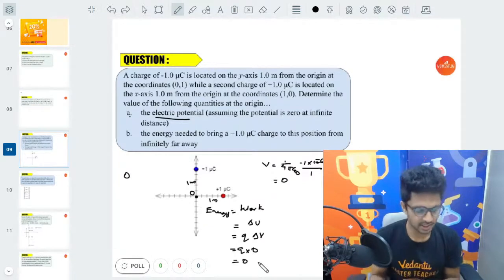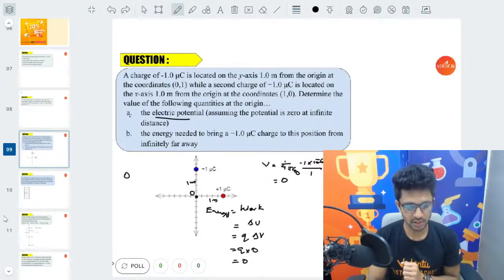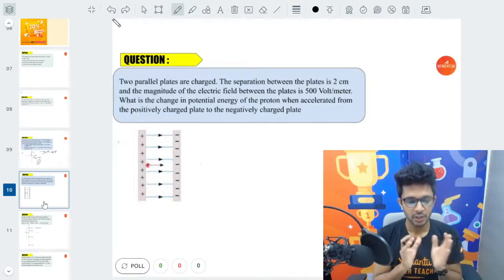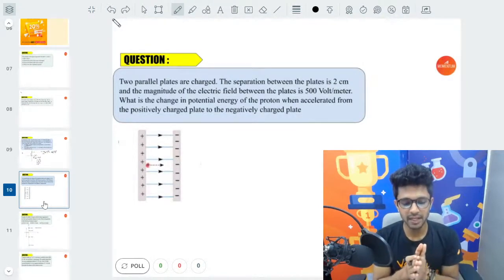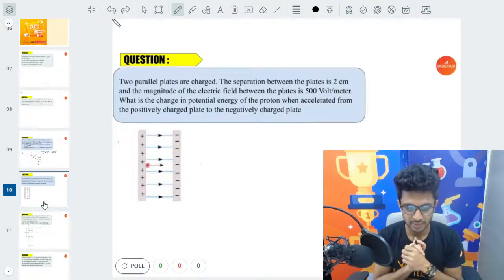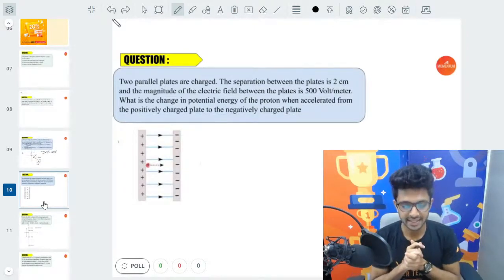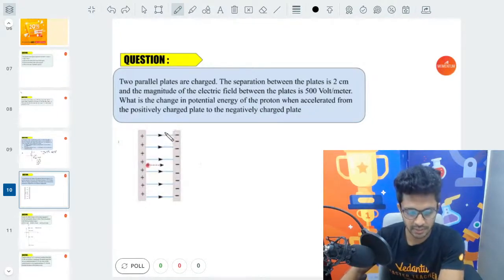Okay, so I think it's time for us to move to the next question. What do we have? It goes like this. The two parallel plates are charged here. The separation between the plates is 2 centimeter and the magnitude of the electric field between the plates is 500 volt per meter. Value of electric field is given. What is the change in potential energy of the proton when accelerated from the positively charged plate to the negatively charged plate?